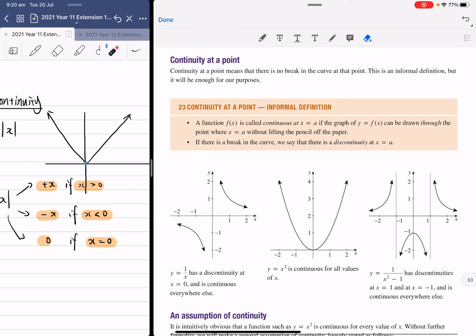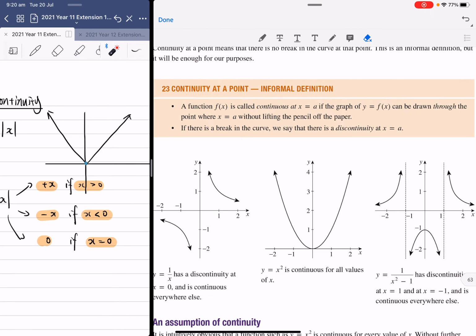So the informal definition says a function f(x) is called continuous at x equal to a if the graph y equals f(x) can be drawn through the point where x equals a without lifting the pencil off the paper. This is just the informal definition. If there's a break in the curve, then we say there is a discontinuity at the point x equal to a.